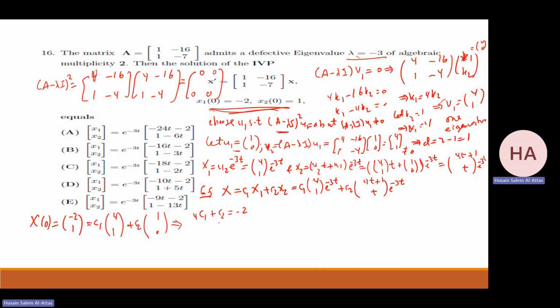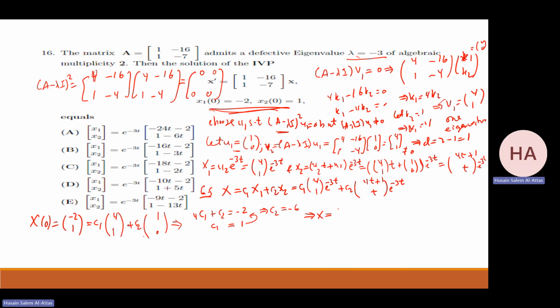And C1 equal 1. Then C1 times 0 plus C2, that will be 1. Okay, plug it here. So I have C2 equal minus 6. So my solution will be what?